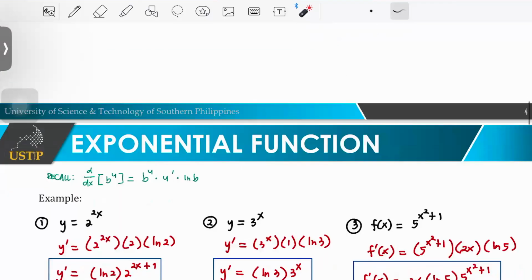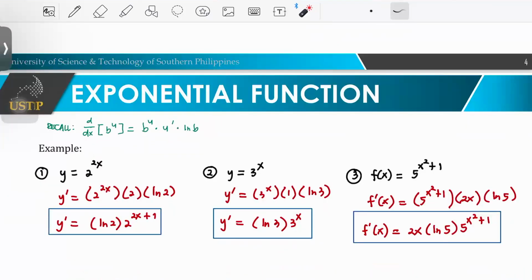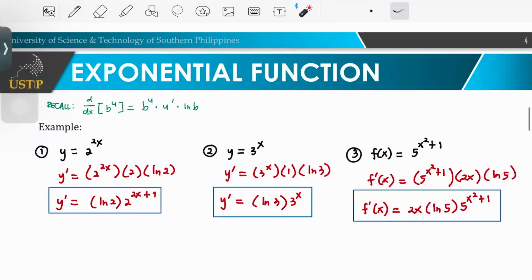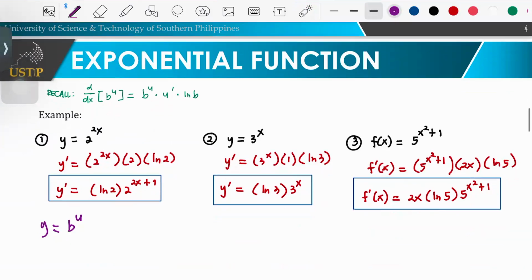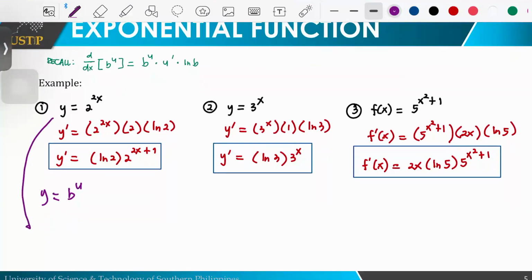Okay, let's have an example. So, gisulat lang nako diri inyong for you to remember while nag-solve ta diri. Okay. Let's have y is equal to 2 to the 2x. If you have y is equal to b to the u, then in this case, ang atong b is 2. Okay? And then u is 2x.